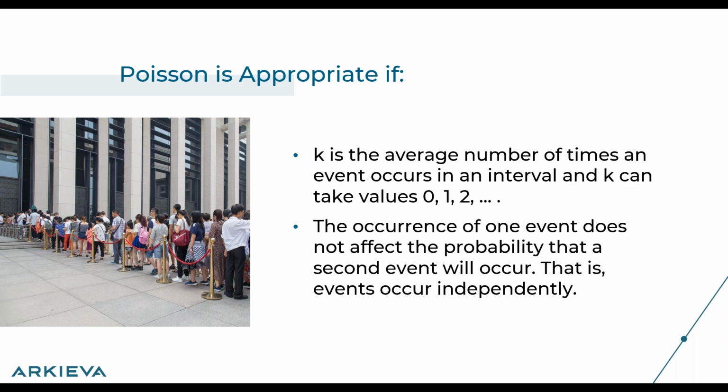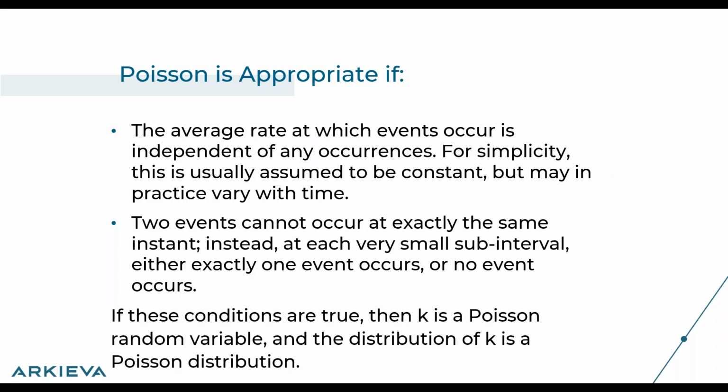That's a key requirement. The second requirement is that the occurrence of one event does not affect the probability that a second event will occur. So if we go back to the example of chat messages on whatever messaging technology you use, the fact that you got a message from one friend does not have any impact on getting a message from another friend. So these are independent events, and that's a key requirement in the Poisson distribution.